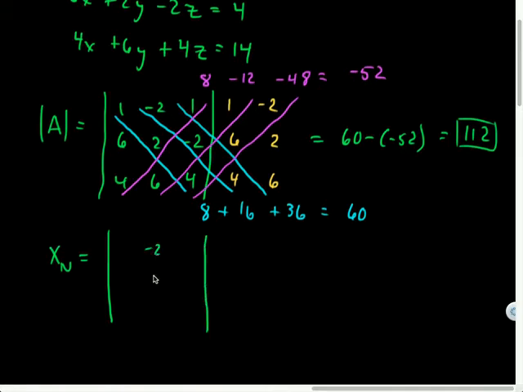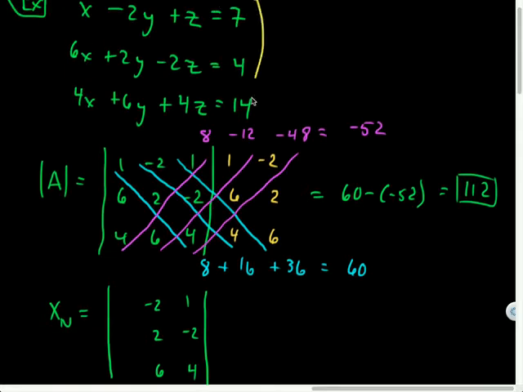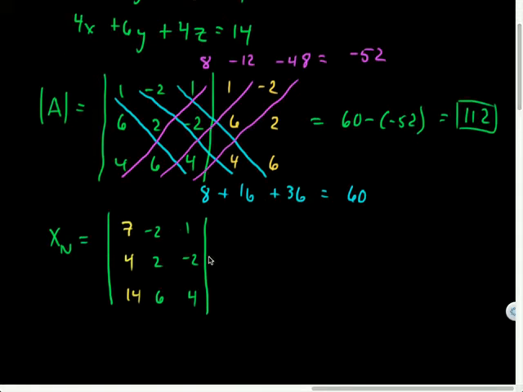Most of this is going to be the same, except I'll replace the X's column. What? Who would have thought? The X's column with the right-hand side constants. So this is going to be 7, 4, and 14. This is like super nice right here. And so let's find the determinant of this 3 by 3. I'll replace those first 2 columns. 7, negative 2, 4, 2.